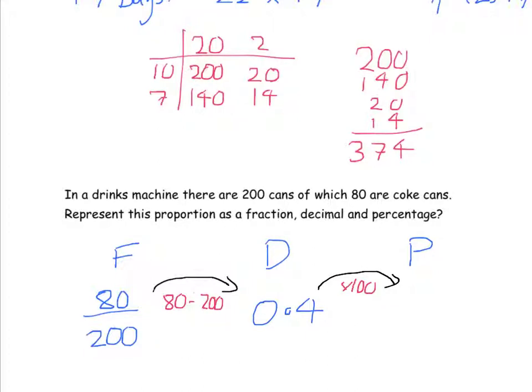Percent means 100, so it's times 100, which is 40%. Now this is the same way you do it for any proportion to get from a fraction to decimal to percentage. So to get from the fraction to the decimal, you do the numerator, which is the top number, divided by the denominator, the bottom number. And to get from the decimal to percentage, you always times by 100, because percent means out of 100.